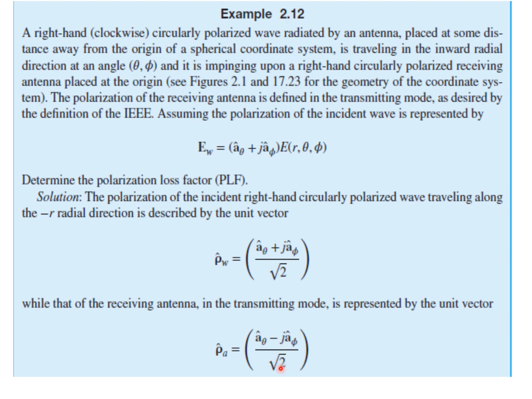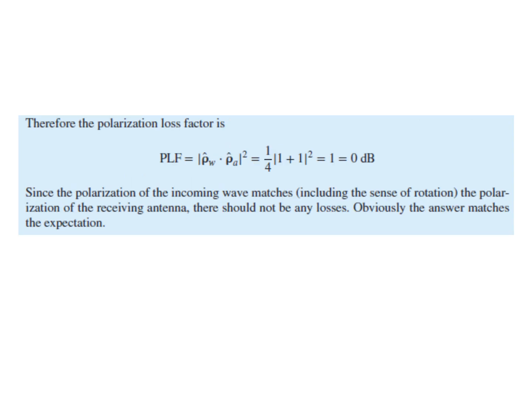Now you can find the polarization loss factor by taking the dot product of the two unit vectors. So that is |rho_w dot rho_a| whole squared. It will give us (1 plus 1) whole squared, so that is 1 over 4 into 4, which is 1. So the polarization loss factor will be 1, or 0 dB. It means that the polarization of the incoming wave matches the polarization of the receiving antenna, and there should not be any losses. So the polarization loss factor is 1, so there are no losses. Obviously the answer matches the expectation.